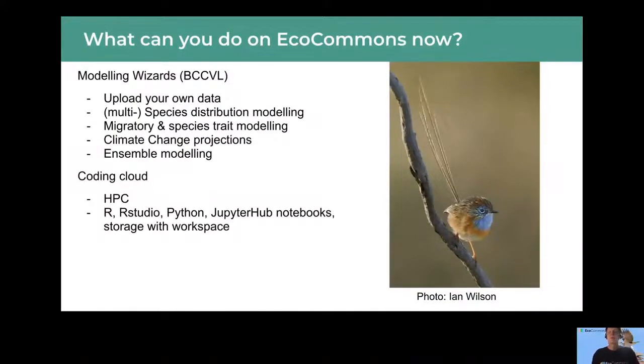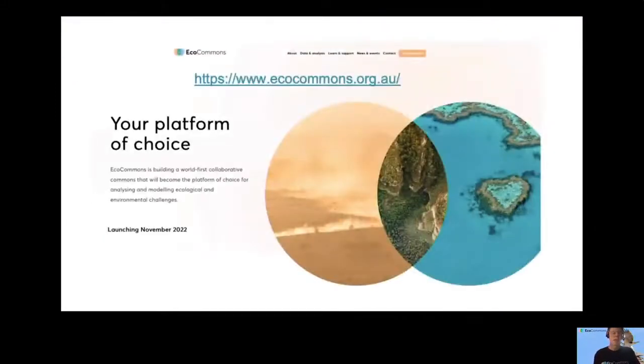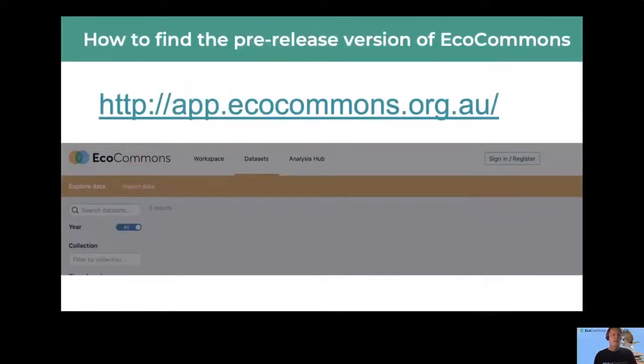So currently you can do a lot of things on EcoCommons today. Again, we're just going to talk about species distribution modeling. If any of this is of interest, you can visit our website, you can watch some videos or sign up for a newsletter. And if you want to give our platform a test drive, you can go to the app.ecocommons.org.au website and look at the pre-release version. So we don't launch until November 2022, but you can give it a test drive, see what's there.